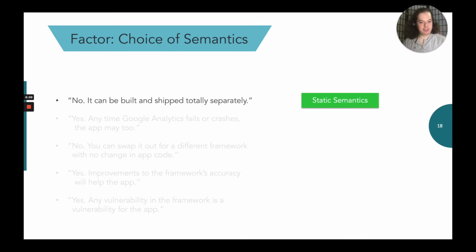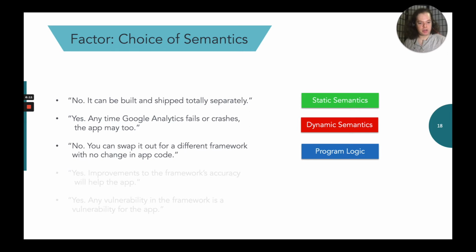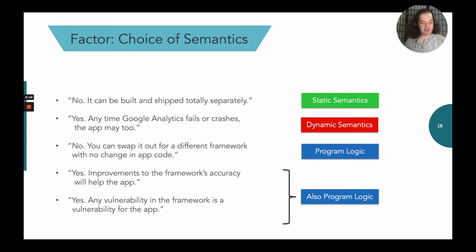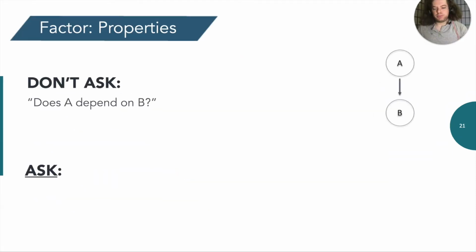Built separately, static semantics. Crashing, dynamic semantics. Can swap it out and I still have working analytics, whatever working analytics means, program logic. But stuff about statistical accuracy and security also sounds like program logic. So it's not enough. But you might notice from those last 3 about whether it's secure and whether it has working analytics, those are actually different properties.